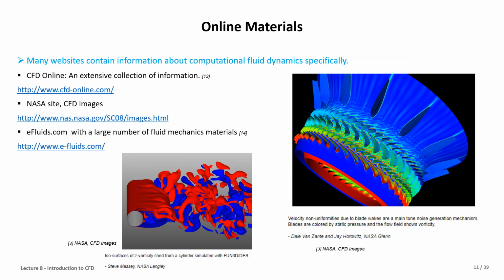From the previous slide, we understood that the application of CFD is broad and it could be applied in many different areas, from daily life to very complicated industry. There are many websites containing information about computational fluid dynamics. CFD Online has a collection of information. The NASA site has very nice images from CFD simulations, and you can see many different areas. Here are two examples from them. E-fluid as well has a large amount of fluid mechanics material, and there are some new books being published as well. Some of them are sometimes open access, and you can have access to some resources.